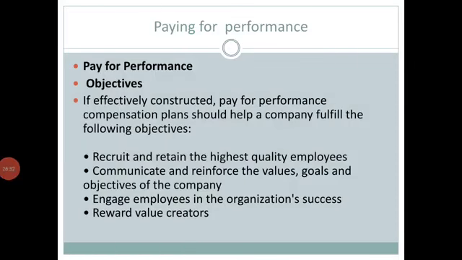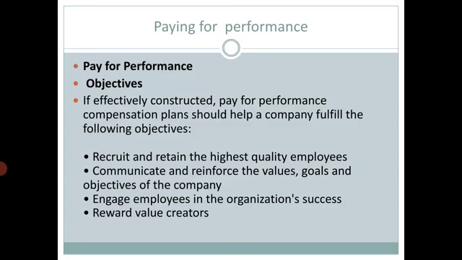So when we consider pay for performance, what are the objectives of it? To recruit and retain the highest quality of employees. The skilled or quality employees will be attracted towards your company if you pay for everything which they do that is innovative, which they do differently than others.